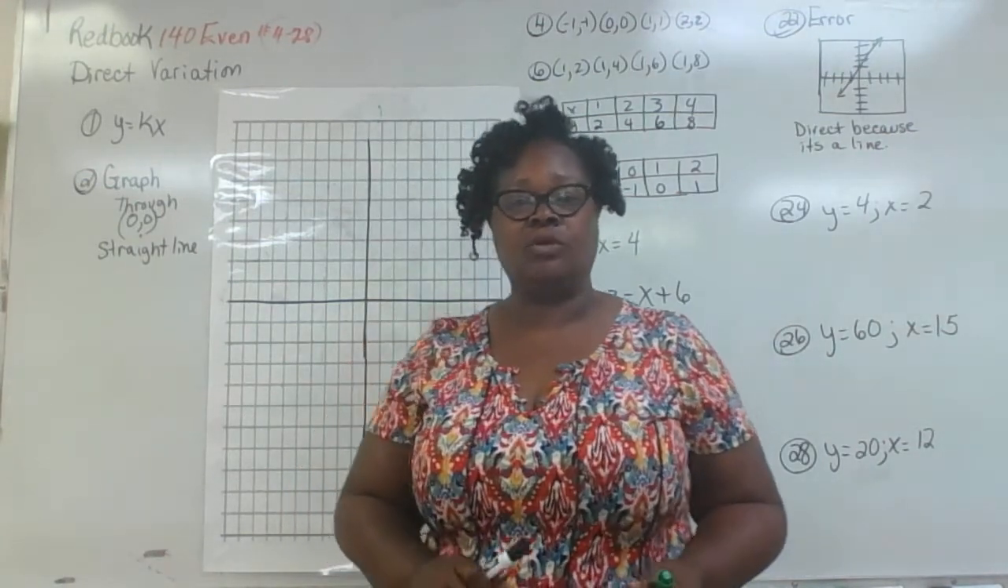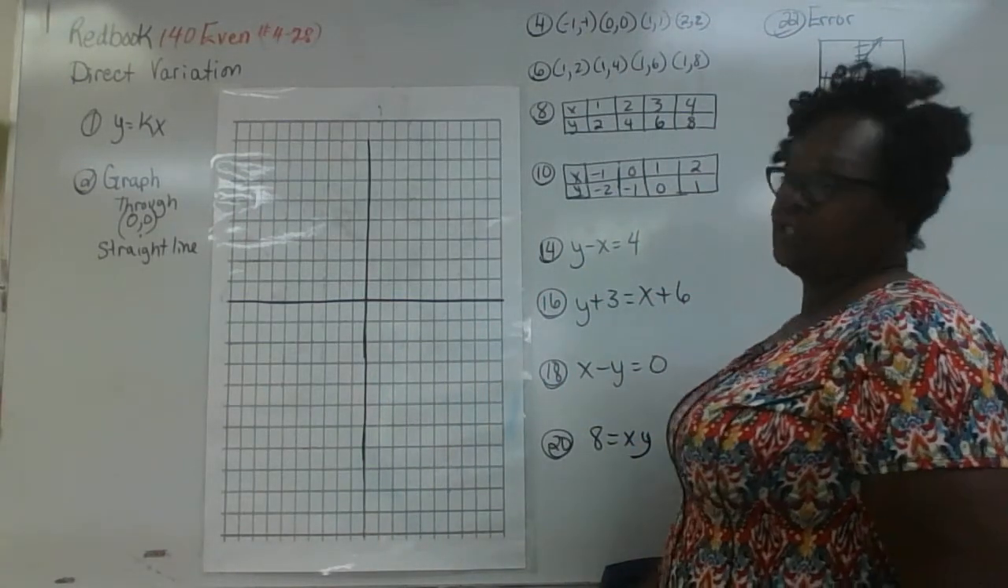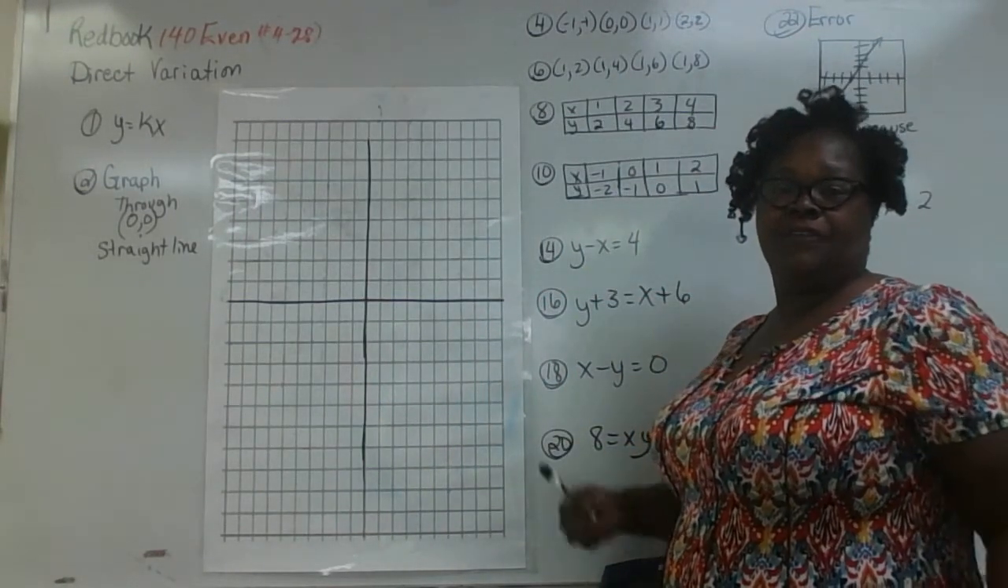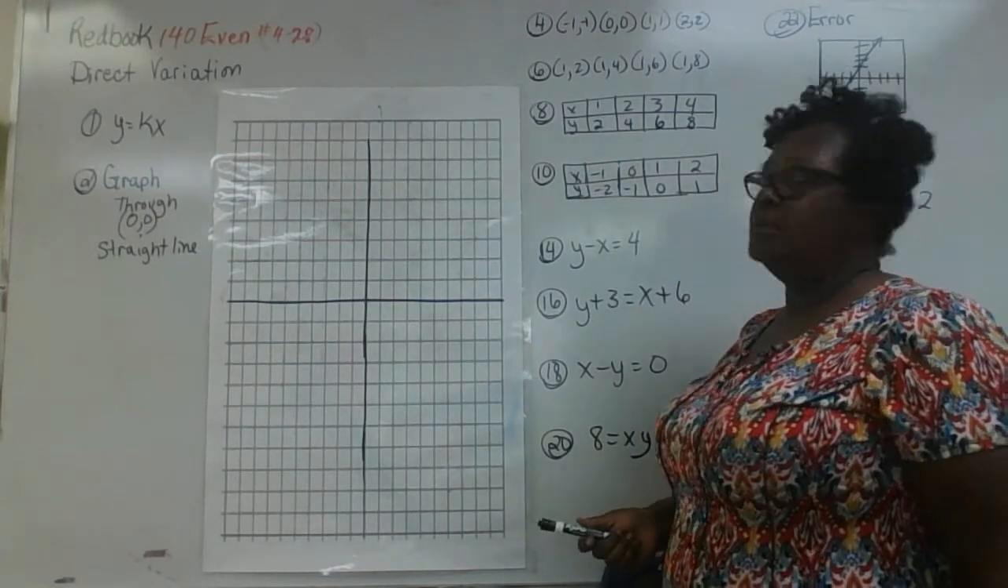So let's get started. We're starting with number 4. Number 4, we want to determine if it's a straight line and if it has the origin (0, 0), because we have a set of coordinates, okay? So let's take a look.